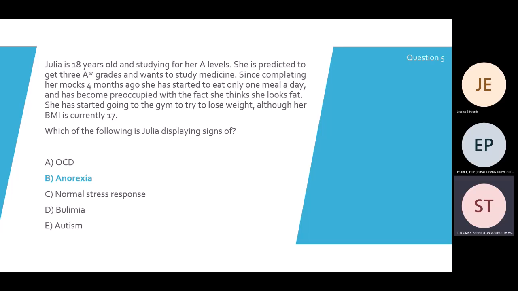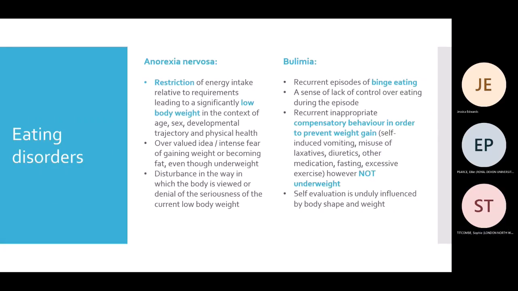And the correct answer there was B, anorexia. So when we think about our eating disorders, there's probably two main eating disorders that spring to mind, being anorexia nervosa and bulimia. And whilst there are some similarities between the two, there are also differences.